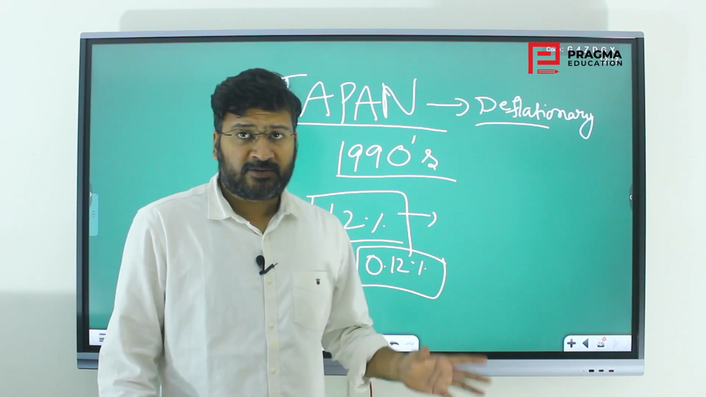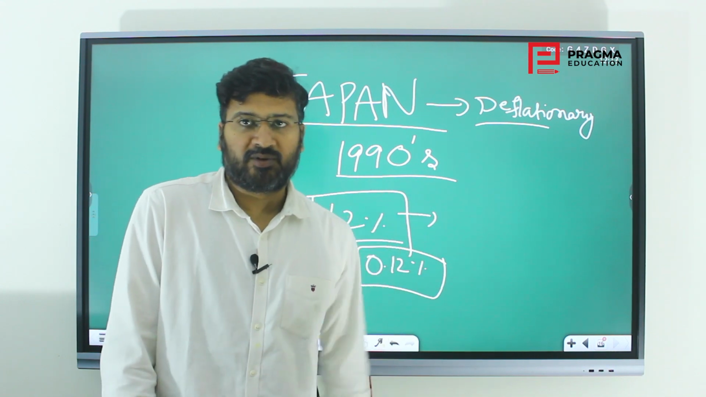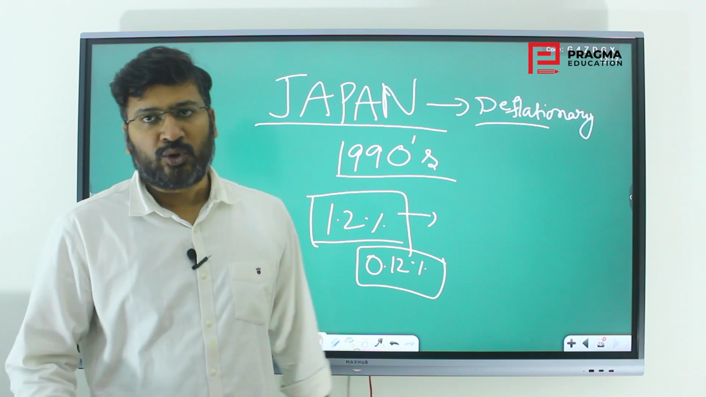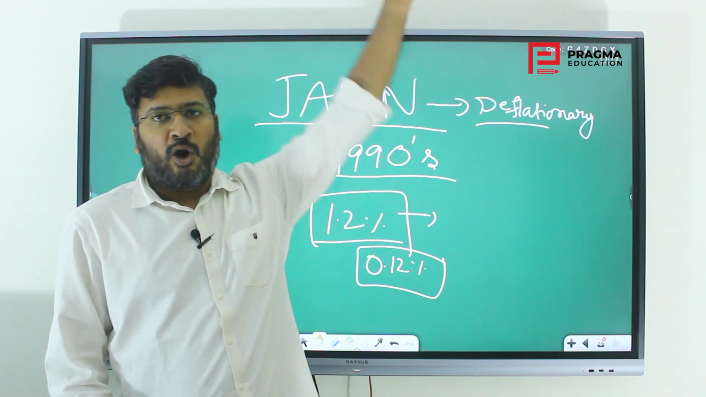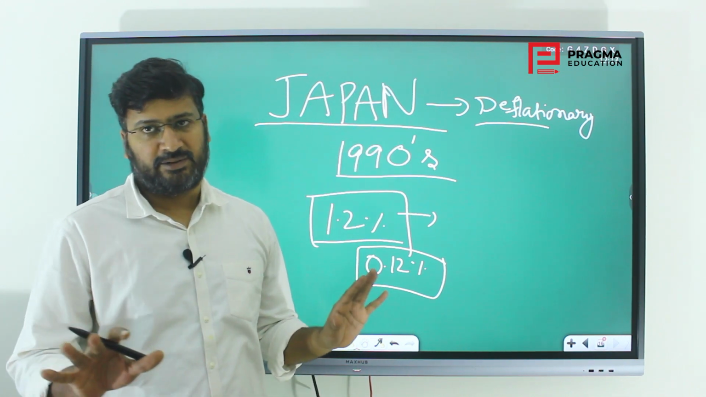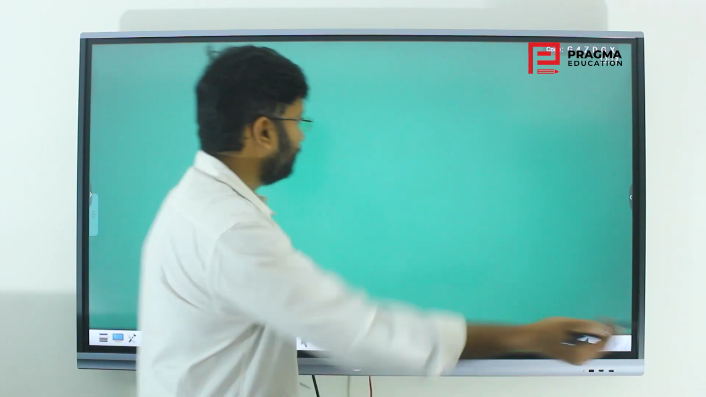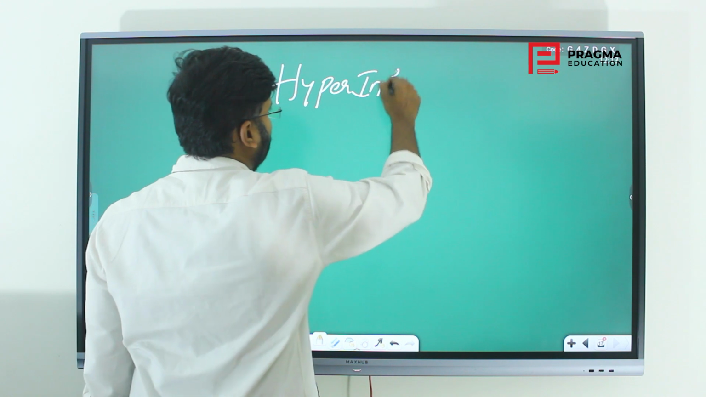So there are many countries which may fall into that trap, and they will go into recession, depression, and the whole economy will collapse. So there is no limit as to how low it can go. And even inflation, how high it can go, there is no limitation. So that is nothing but hyperinflation. Because the concept has come now, let us look into hyperinflation itself.